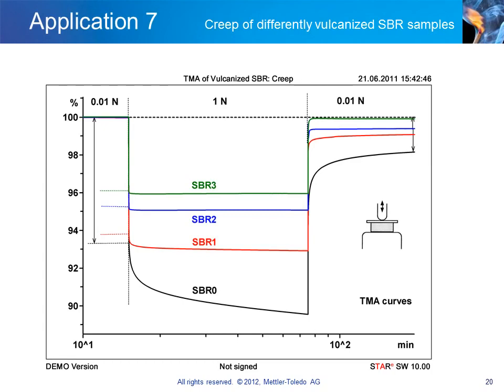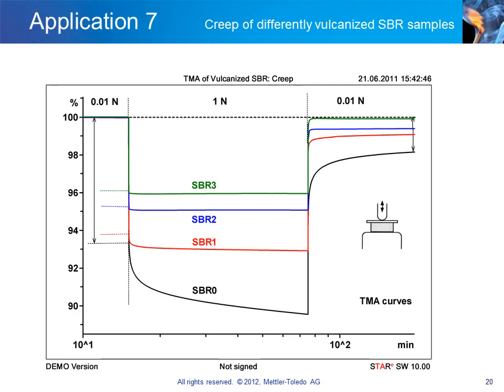The unvulcanized SBR0 sample shows the largest elastic deformation as marked by the black arrow on the left of the diagram. With increasing degree of vulcanization, the deformation of the vulcanized SBR samples 1 to 3 gradually decreases and the elastic modulus increases. SBR0 also exhibits the largest degree of viscoelastic relaxation, while in contrast the relaxation of the cross-linked SBR samples is much less pronounced.